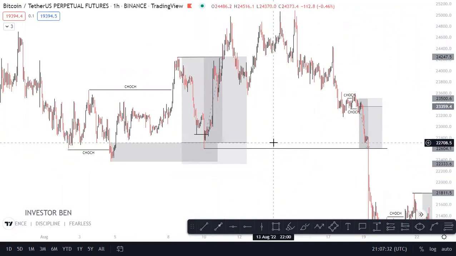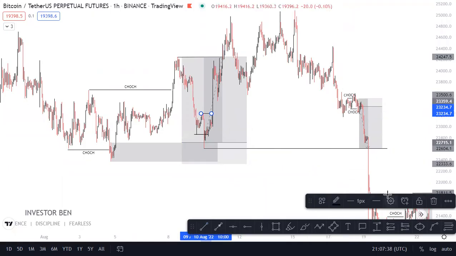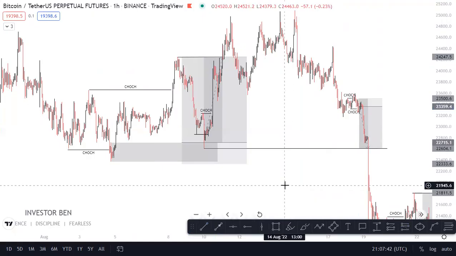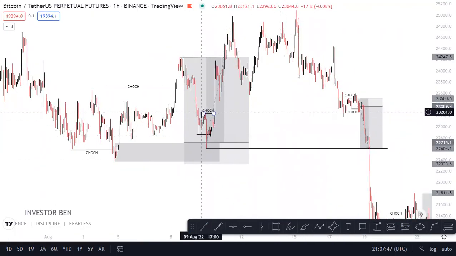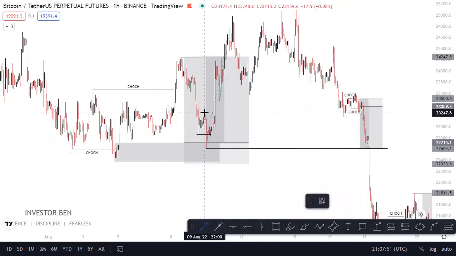Price cleared a low, right? And price cleared a high. Obviously, this is a change of character, right? And the one at the bottom, both of them, yeah, that is a change of character.